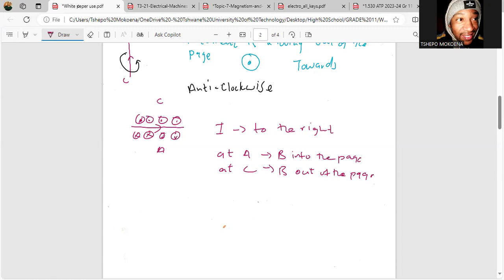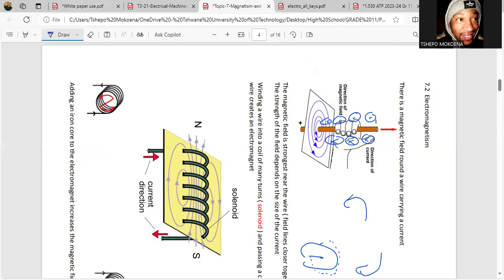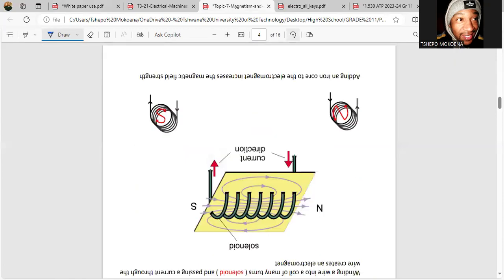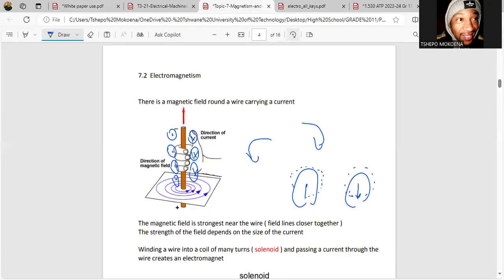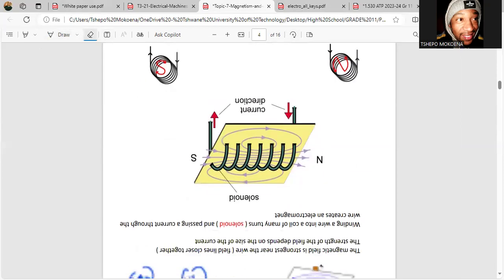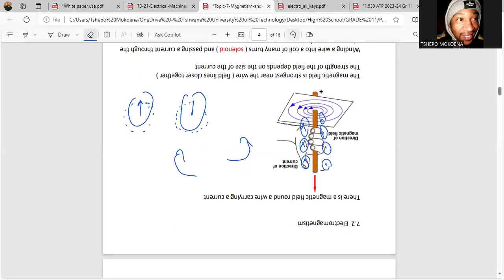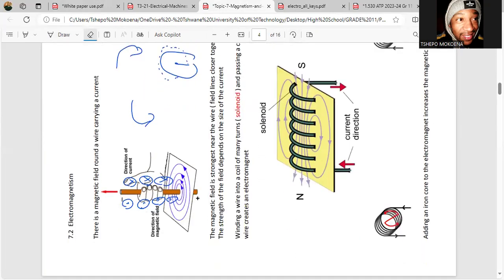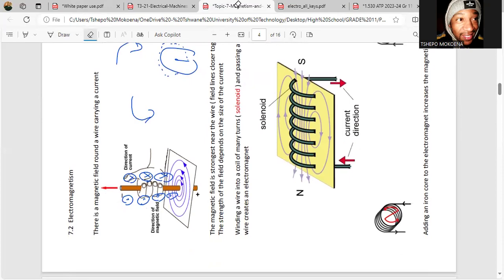So even if the current was moving in that direction, backwards, you still do the same thing. If the current was moving like this, you know the drill: your thumb will face in this direction. Go back to that picture. Your thumb will face in that direction, and therefore look at the fingers.